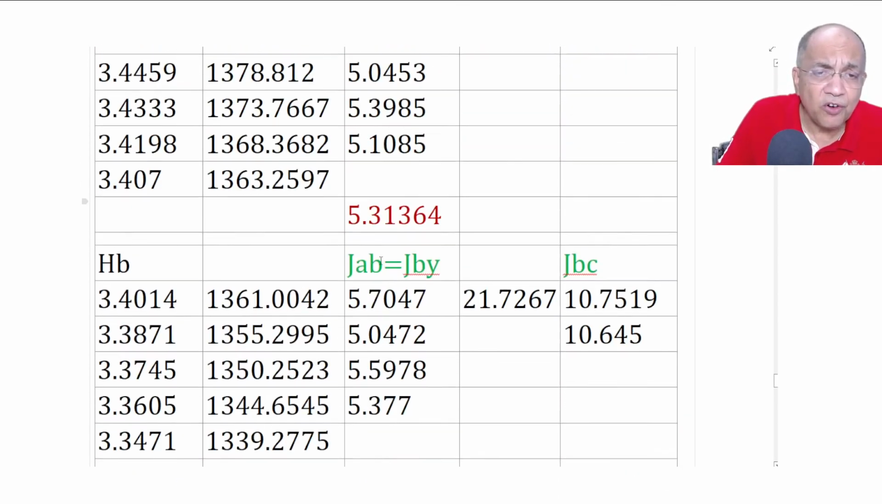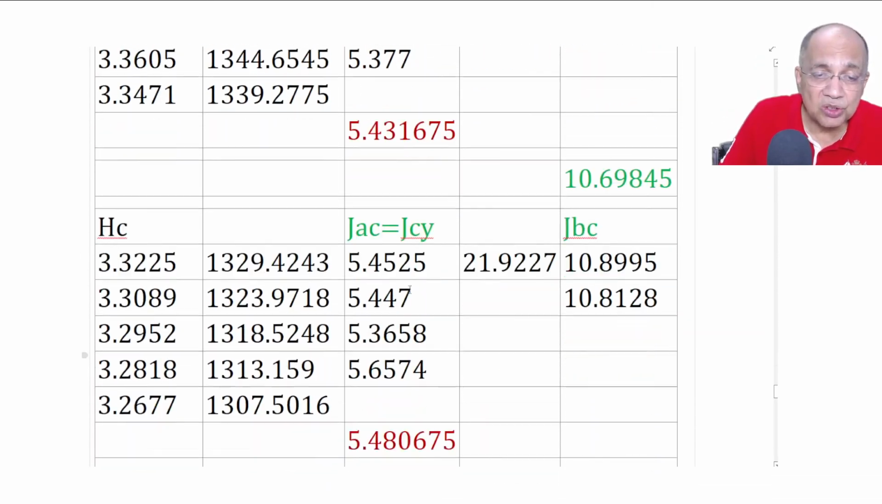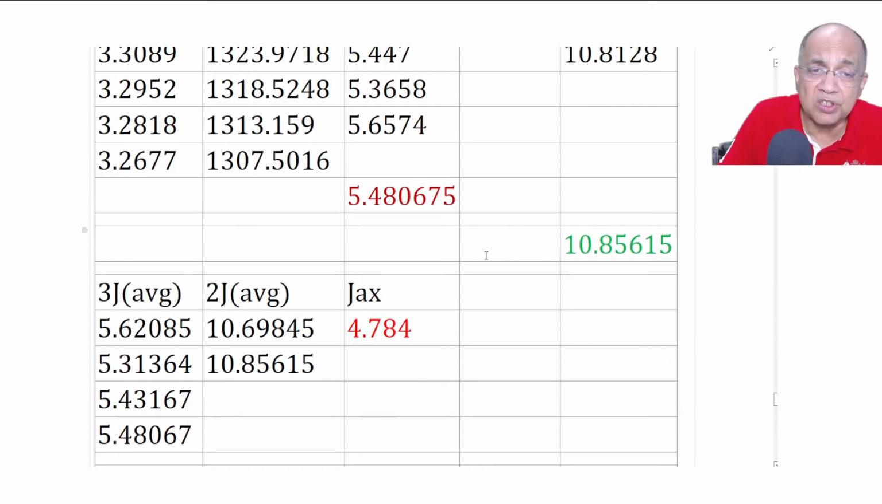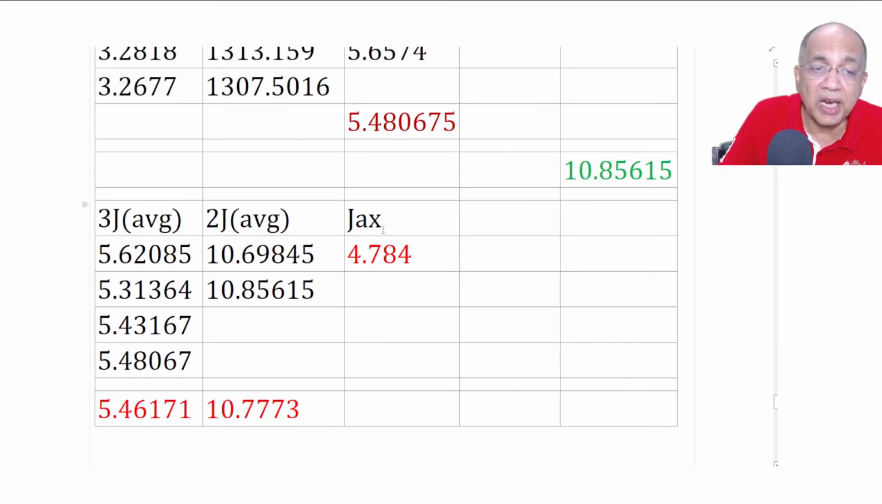Now similarly for HC, its geminal partner, we have done the same thing. First the small j, the same principle, and the big J. So all the big J, BC values have been averaged out, and the average value is J2 that I have written. J2 is 10.77, that is BC. And all these J3 which are accidentally the same will be 5.47.